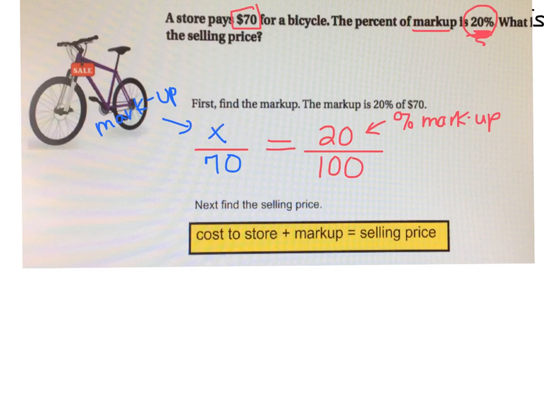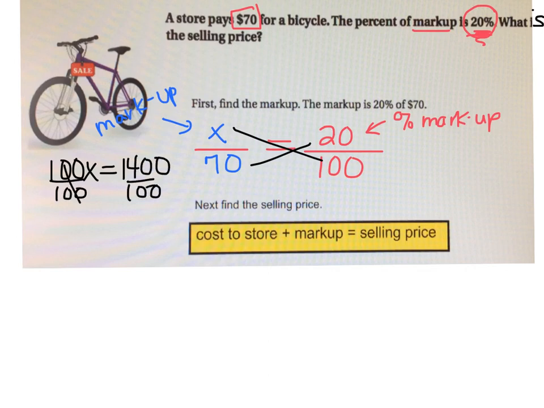Now I'm going to cross multiply. 100 times X is 100X. Then I'm going to do 20 times 70, which is 1,400. My last step is to divide by 100. When I do that, 1,400 divided by 100, I end up with $14. Now that is the markup. That is not what the store is going to sell it for. It doesn't even make sense. They wouldn't sell it for $14.